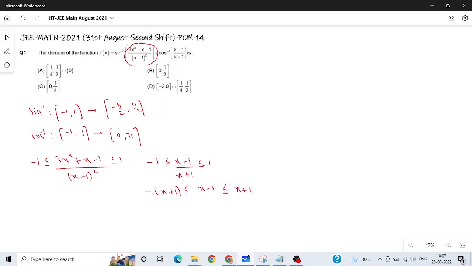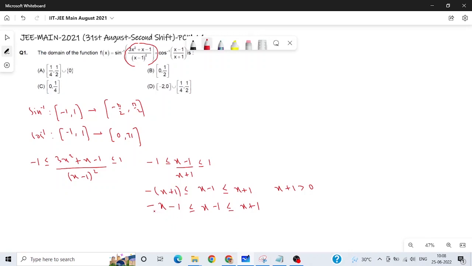When we multiply by x plus 1, we are assuming that x plus 1 is non-zero. We first take the condition that x plus 1 is greater than 0, because then the inequality sign does not change. After this we have to take the possibility that x plus 1 is less than 0. So here we get minus x minus 1 less than equals to x minus 1 less than equals to x plus 1.